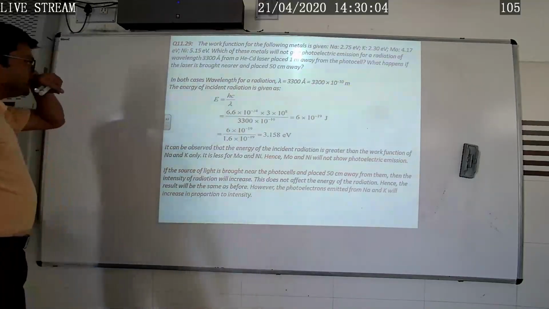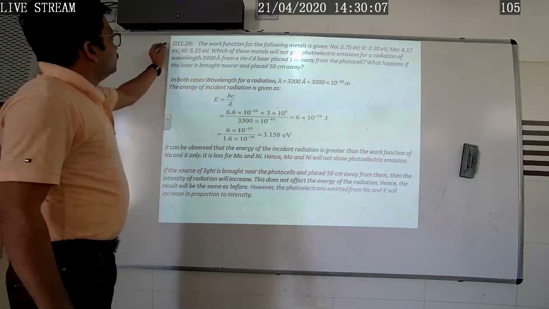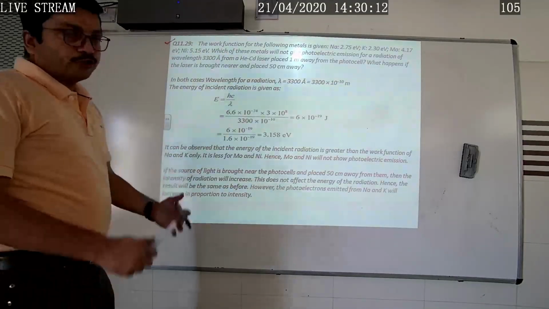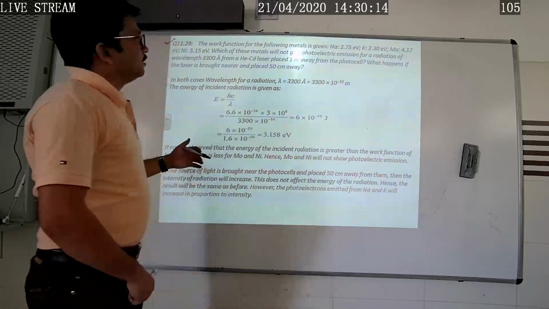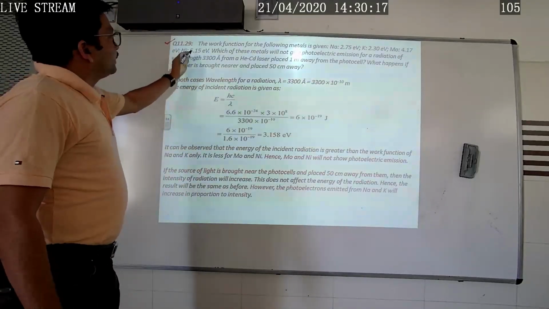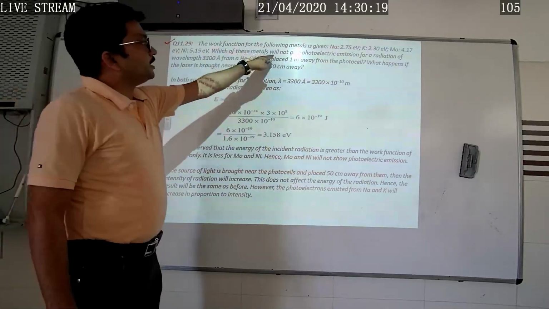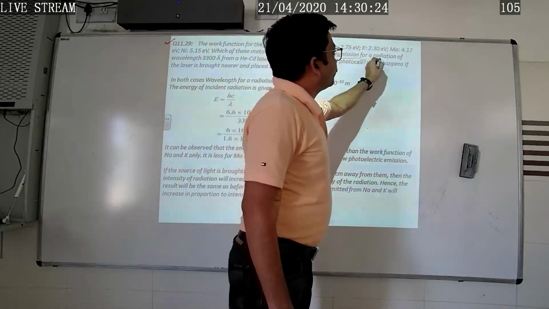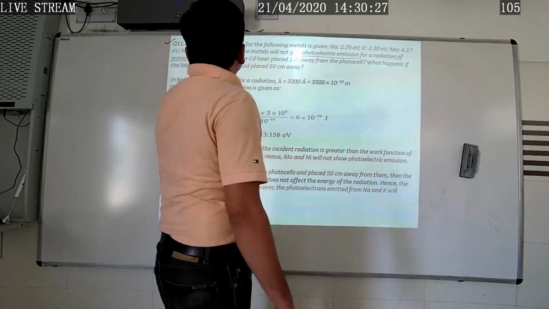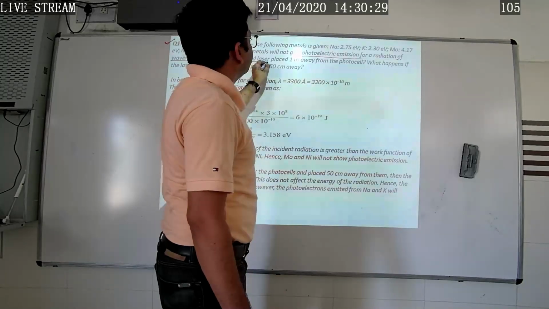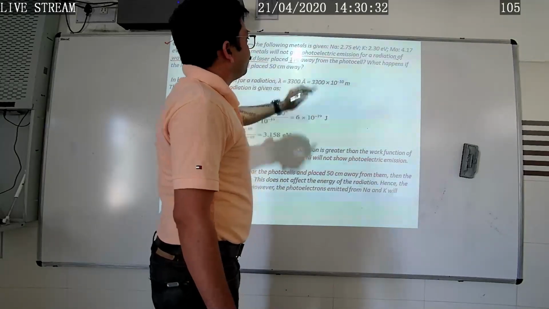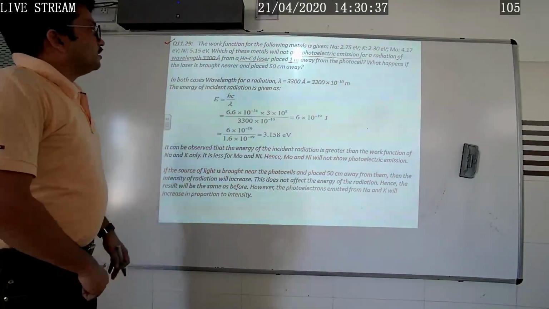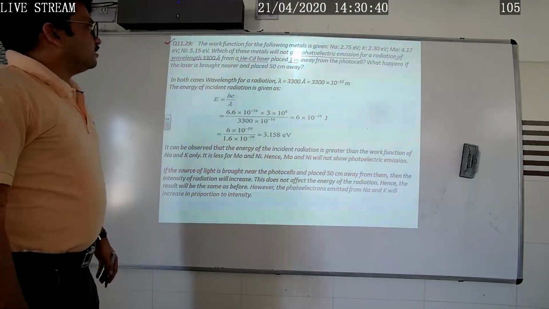This 29th question says that the work functions for the following metals are given: sodium, potassium, molybdenum, nickel. Which of these metals will not give photoelectric emission for radiation of the given wavelength from a helium-cadmium laser placed 1 meter away from the photocell? What happens if the laser is brought nearer and placed 50 centimeter away?